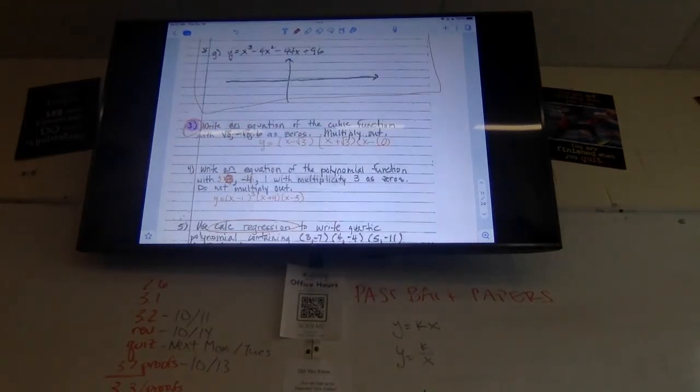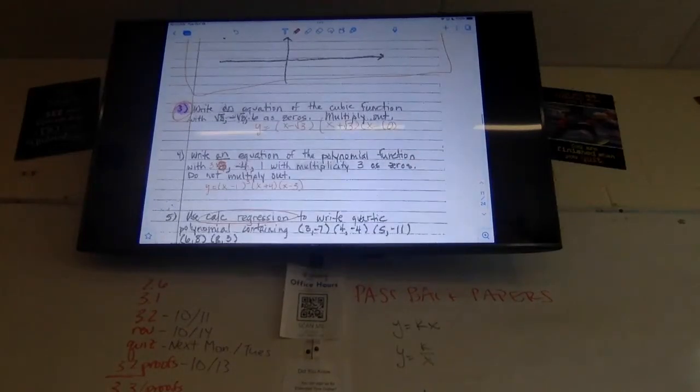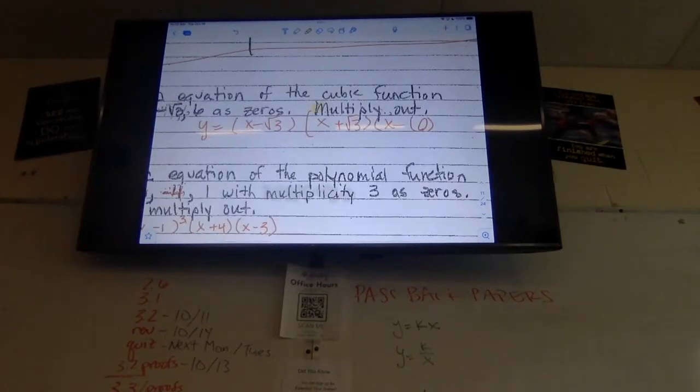One thing I did want to cover really quick is we went through the last three problems, but the one I didn't finish was number 3. It says write an equation of the cubic function with radical 3, negative radical 3, and 6 as zeros. And then it says multiply out, but we did not multiply it out just for sake of time last class. So we wrote it as y equals x minus root 3, x plus root 3, and then x minus 6. And now I do actually want to multiply it out. With all the radicals, it looks super scary, but I promise it's not.